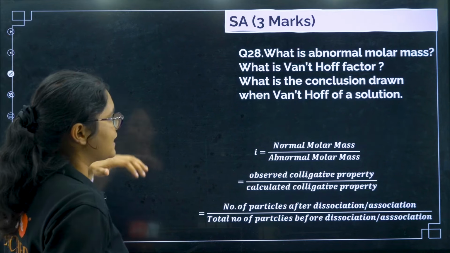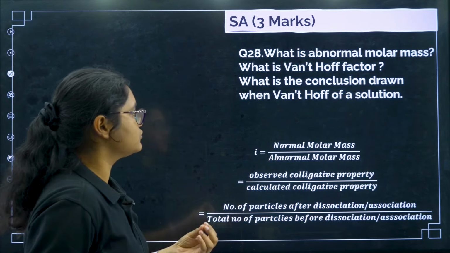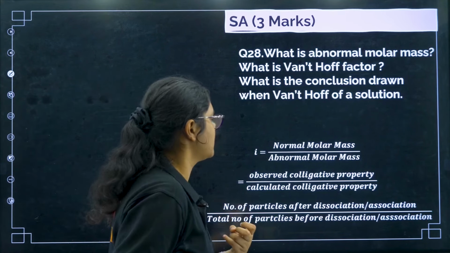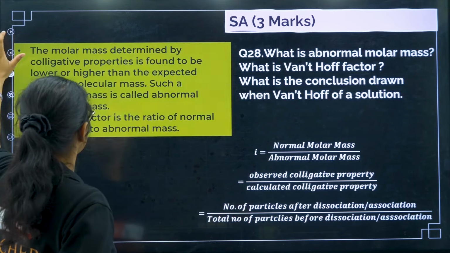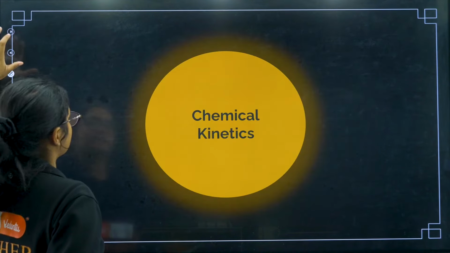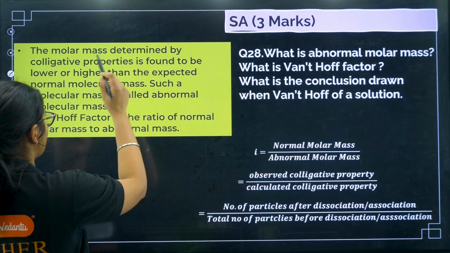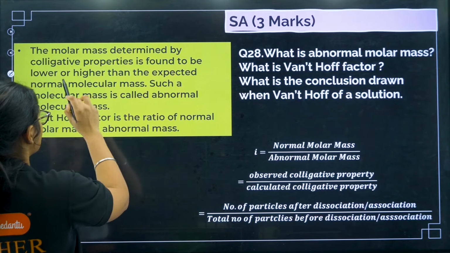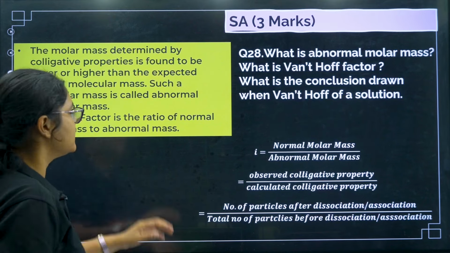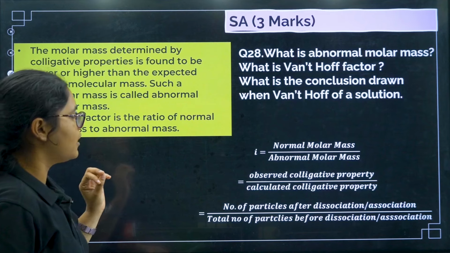Next we have, what is abnormal molar mass and what is Van't Hoff factor. Okay, so what is abnormal molar mass? The molar mass determined by the colligative properties is found to be lower or higher than the expected normal molecular mass. Such a mass is called abnormal molecular mass.